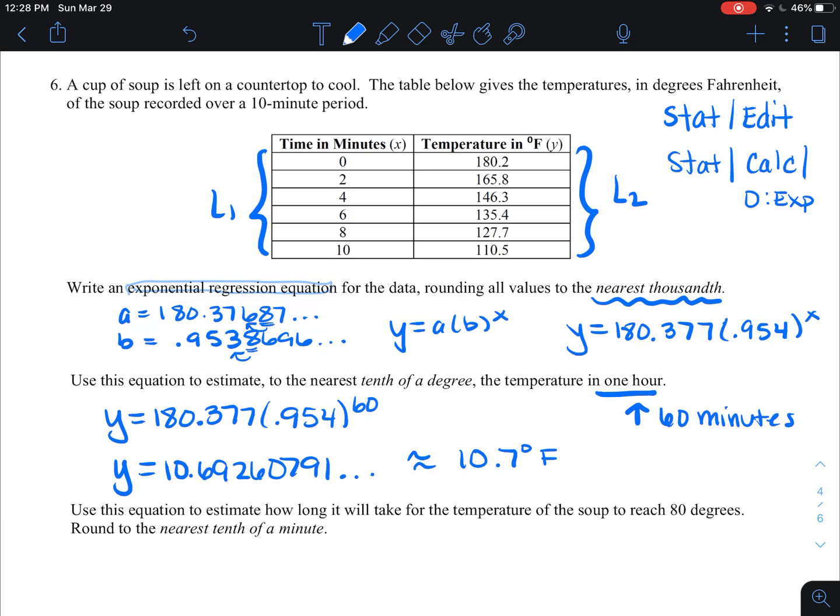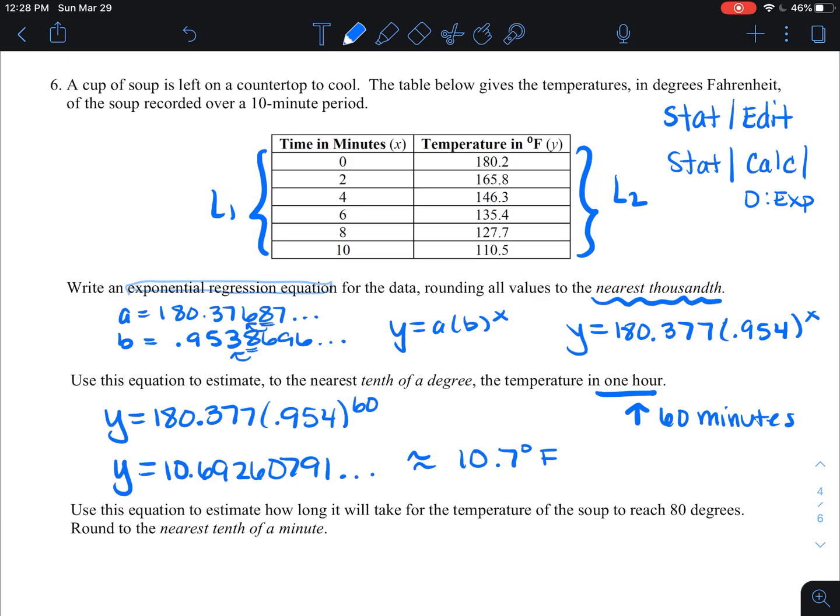So you have a cup of soup, and it started out at 180 degrees Fahrenheit when you first put it on the countertop to cool. After 10 minutes, it was around 110 degrees. If you left this cup of soup out on the countertop to cool, it's in a room, right? So you would assume maybe your house is set to 67 degrees Fahrenheit. So at some point, this cup of soup is going to reach room temperature, and unless you put it in a refrigerator or a freezer, which it didn't mention here, you wouldn't expect the temperature to really get this low, to get down to 10 degrees.